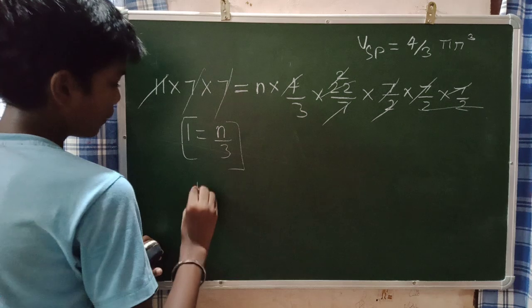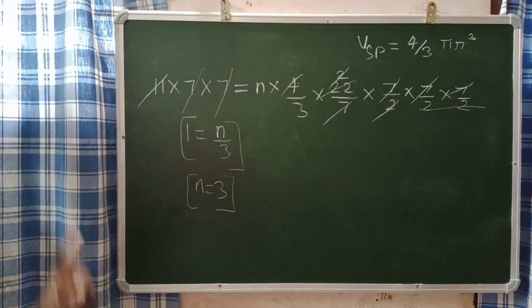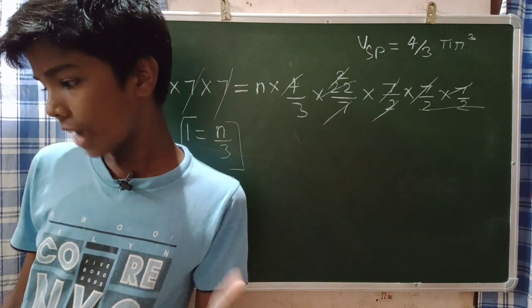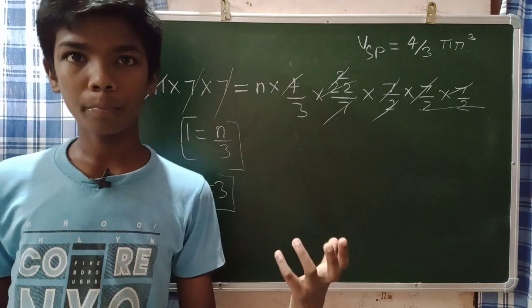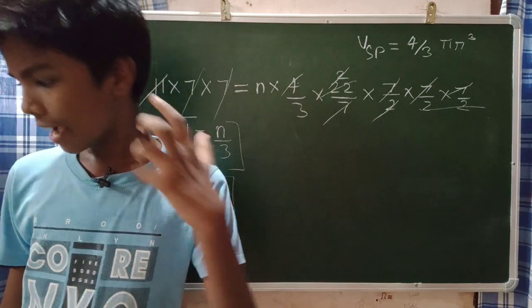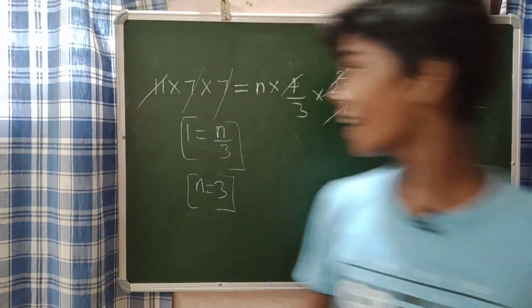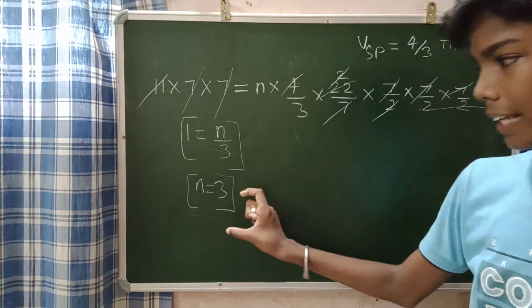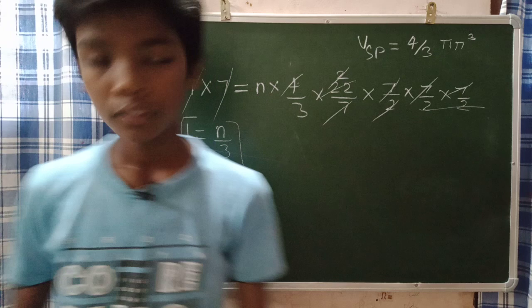So your n will be nothing but 3. So 3 solid spheres, what they are saying? 3 solid spheres can be made by that particular cuboid. Okay, that's the answer. So 3 solid spheres can be made using that cuboid when it is melted. Okay, so n is equal to 3, that is 3 solid spheres. That's all guys. Let us move on to the next question.